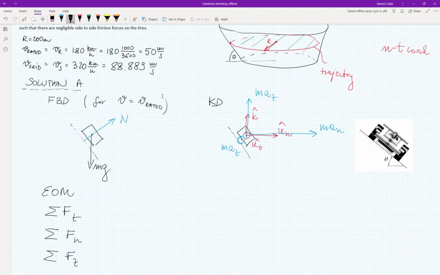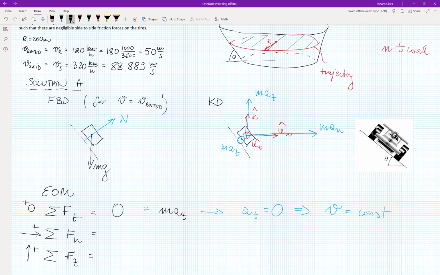What are the positive directions here? I believe that T direction will be pointing this way, N direction will be pointing this way, and Z direction will be pointing this way. Okay, what is happening in the T direction? Nothing, yeah? Zero, no forces. So zero here, and this is equal to m a_T. So clearly you guys can see that our a_T has to be zero, yes? So that implies that our velocity is constant.